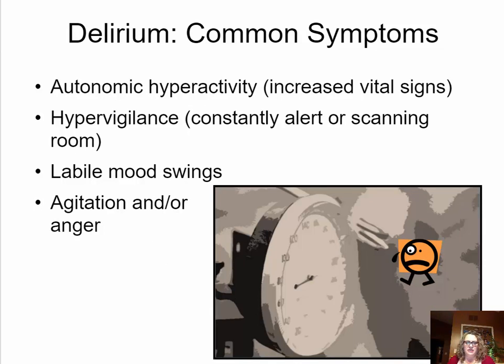Common symptoms of delirium include autonomic hyperactivity. So all of those autonomic effects that you learned about in pharmacology and earlier in this class, you'll see will be hyperactive. You'll see an increase in their vital signs, increased respiration, increased heart rate. They also have hypervigilance, which, as I mentioned, sometimes they'll have paranoid delusions. So they'll be hypervigilant. They're constantly alert, scanning the room, trying to sort out their environment and figure out what's going on.